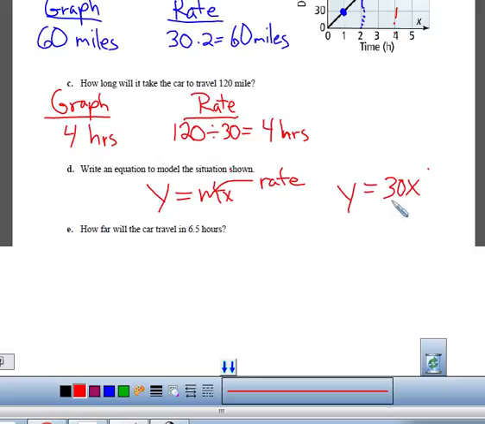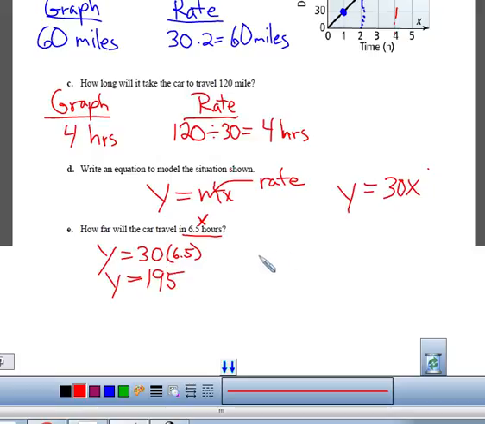Let's use our equation. Remember, y stands for the distance. That's what we're about to find. X stands for the number of hours. So we're going to substitute this in for x. This is our x value, our input. So y equals 30x is our equation. So y equals 30 times 6.5. And then when you solve that, you get y is equal to 195.